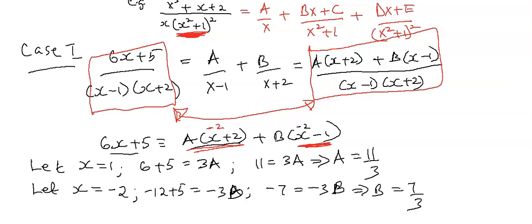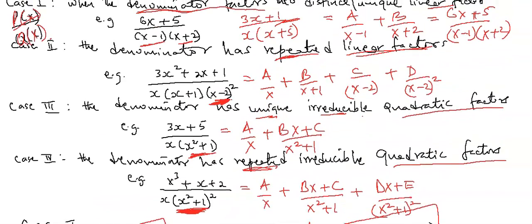And therefore our fraction will be the same as A, which is 11 over 3 times x minus 1, plus B, which is 7 over 3 times x plus 2. So in other words, the function 6x plus 5 over x minus 1 times x plus 2 has been decomposed into 11 over 3(x minus 1) plus 7 over 3(x plus 2). So that is case 1. That's how we can decompose the example we have here.